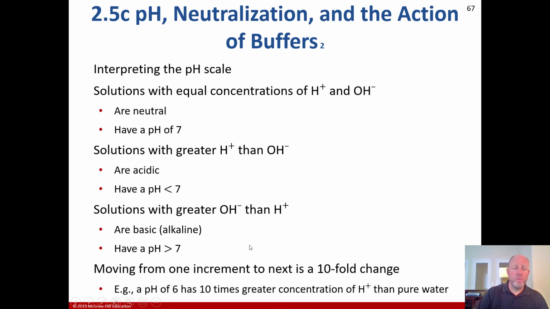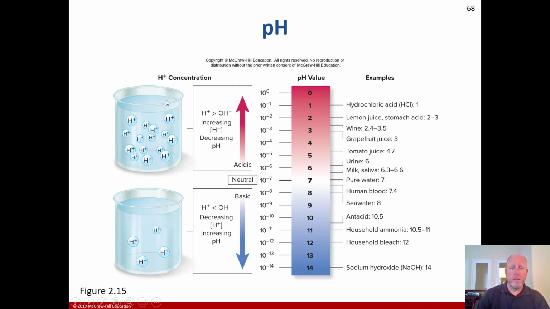Every movement from one increment to the next is a 10-fold change. So a pH of 6 has 10 times greater concentration of hydrogen than pure water, even though it's only one pH level down. It's a big jump. That's why there's such a significant difference with even a minor change in pH. In the case of an acid, the hydrogen ions are more than the hydroxide ions, increasing hydrogen ions, decreasing the pH, becoming more and more acidic. With a base, you have decreasing hydrogen ions, increasing the pH, becoming more base-like, more alkaline.